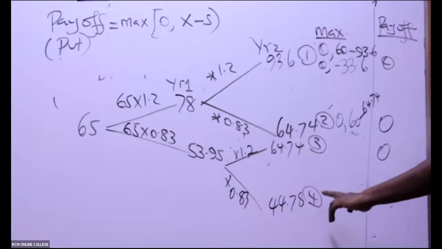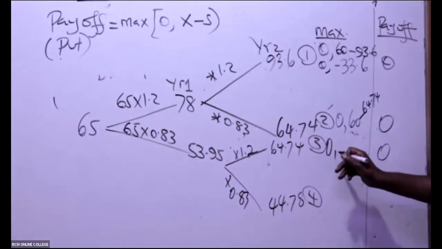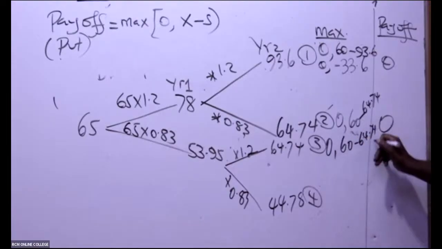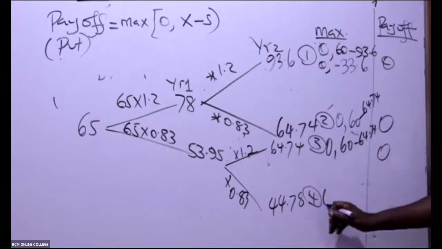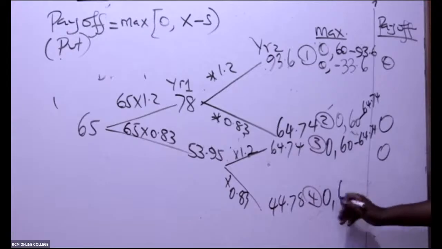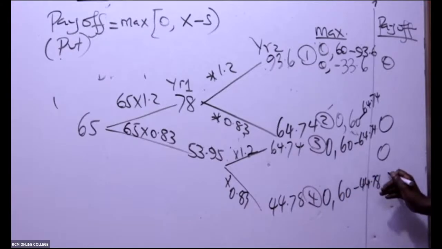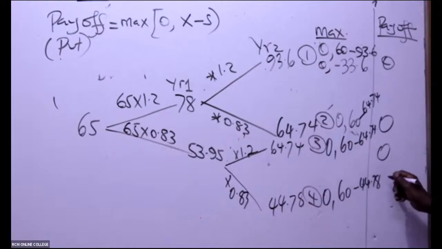How about this one? When you come to this one, it is 0, and then of course 60 minus the same, 64.7. Still here, I'm making a loss, so I will choose 0. When I come to this one, I'm choosing between 0 and 60 minus 44.78, which somebody has told me is positive. If I'm going to profit, I would rather go for the profit than 0. So in this case, they have been able to give me 15.22.